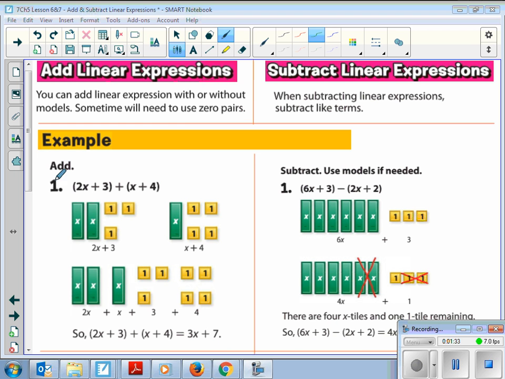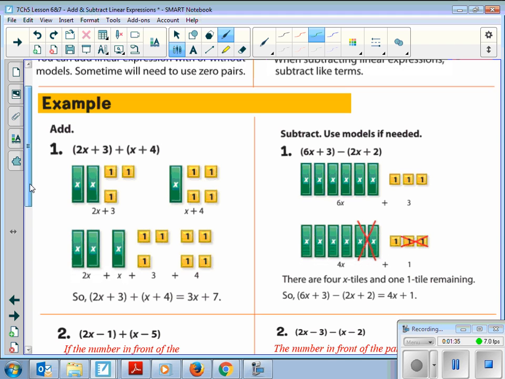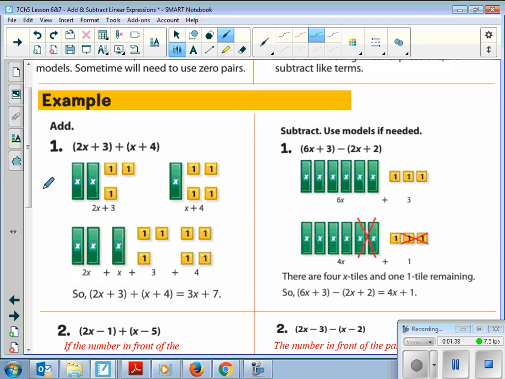Okay, so here in example 1, using the models, we have the quantity of 2x plus 3 plus the quantity x plus 4. So 2x, you can see the picture, 2 green x boxes, okay? And then the ones, the constants, are represented by the little yellow squares. So we have those. And then on this side, we have the x plus 4. So there's 1 x and there's 4 ones.